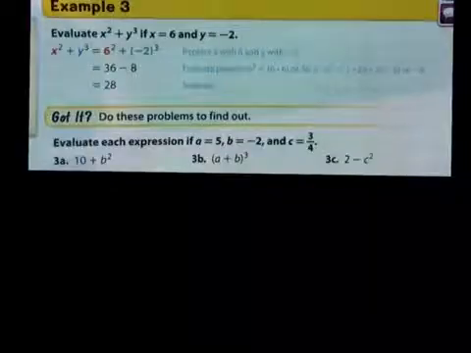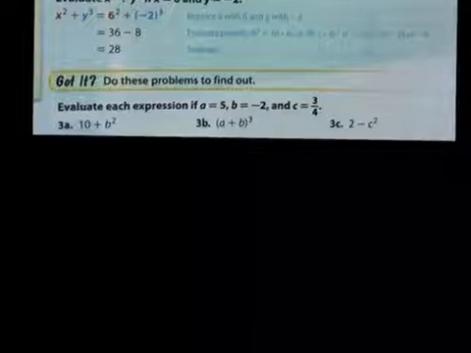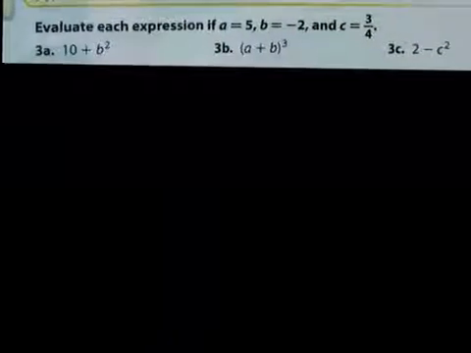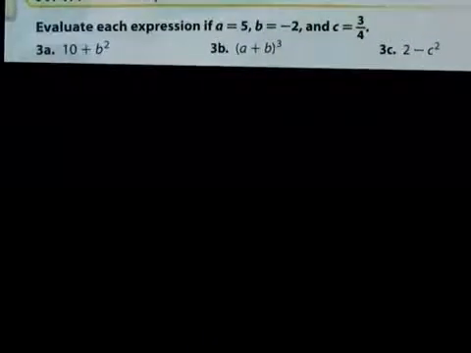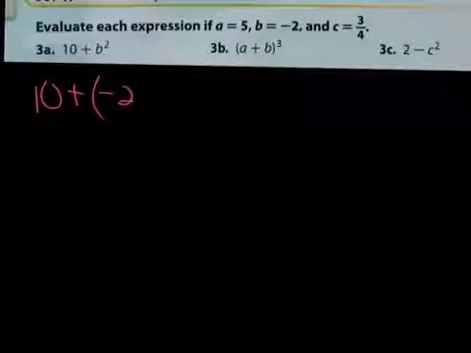On example 3, we're going to replace variables. This is very much looking like pre-algebra, and I'm excited to be doing this with you. We just have to replace the variables. We've been given the value. You can follow this example if you struggle with what I'm about to do. So let's go ahead and do these 3. First, we have 10 plus, what is the value of b? b is negative 2, and that is squared.